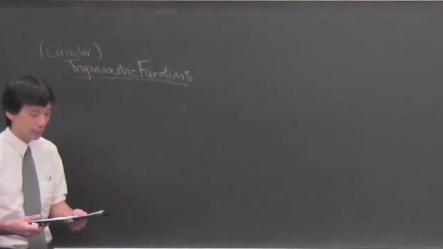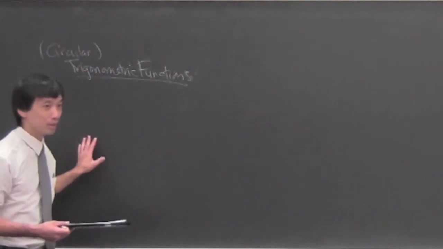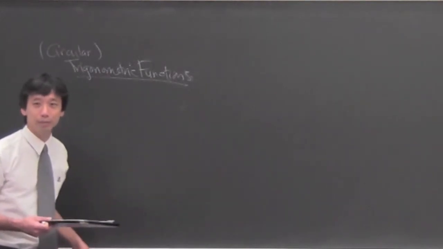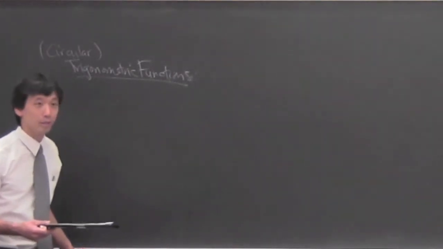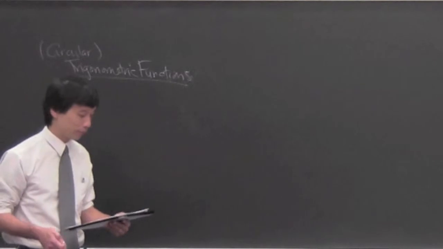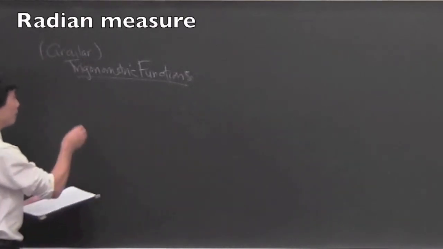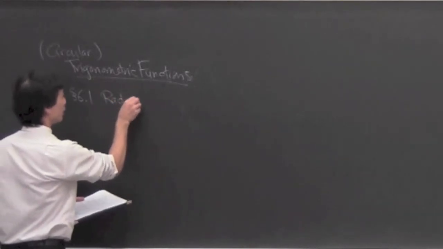Well, if you solve them on the triangle, that's fine. If you solve them in the circle, it's even better. The general way that we like to do things, that I think most mathematicians like to do, is on the circle. It's sort of like the more natural definition. So I'm going to start off with something very straightforward, which is radian measure.